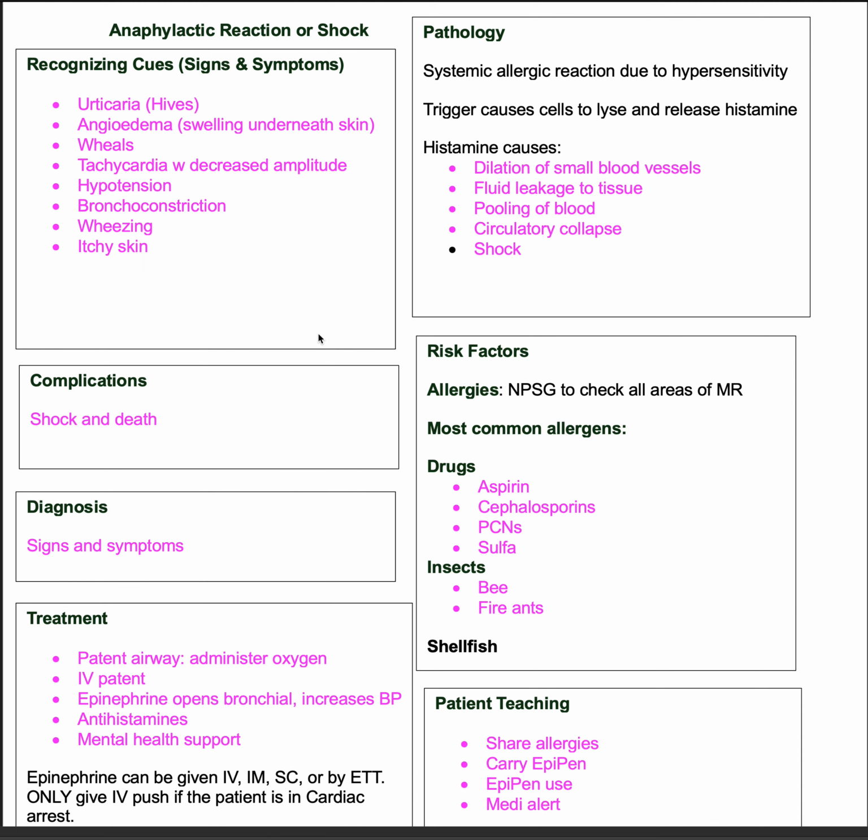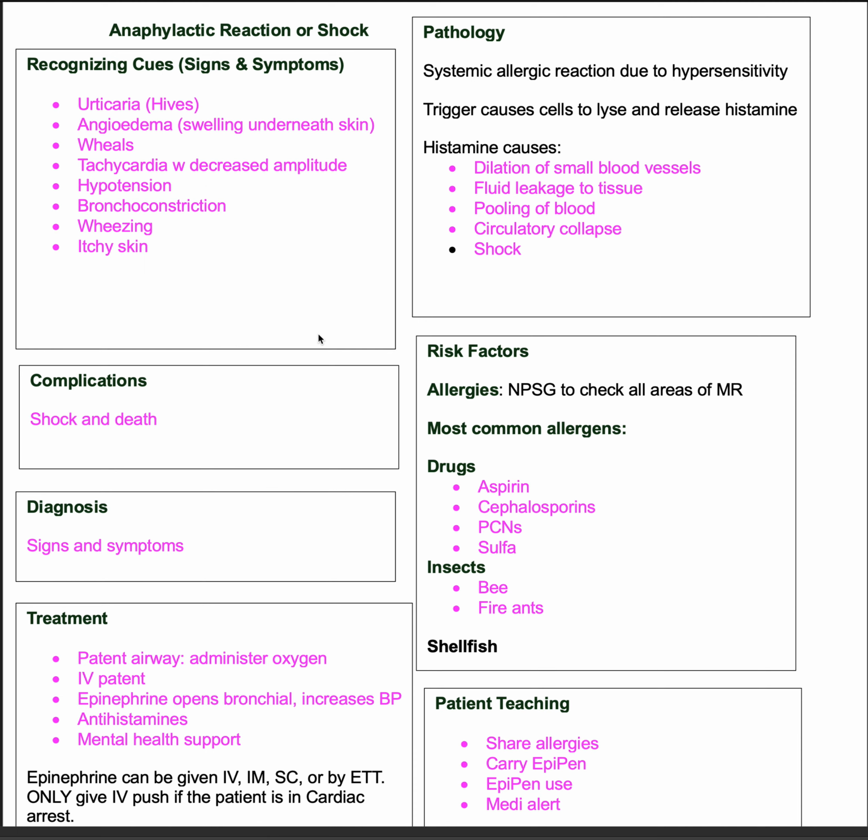They'll have tachycardia, but their pulse is going to have a decreased amplitude, meaning a weak and thready pulse, but tachycardia. They'll have hypotension with a narrowed pulse pressure. A narrowed pulse pressure refers to the systolic and diastolic becoming more close together. So it narrows, okay?